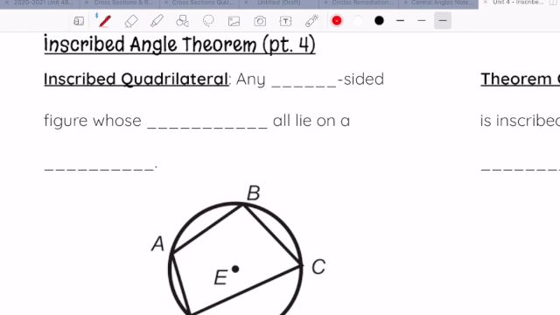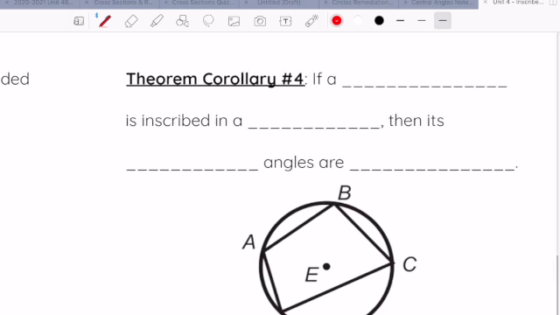All right, here is part 4 to the inscribed angle theorem. It deals with inscribed quadrilaterals. And what is an inscribed quadrilateral? It is any four-sided figure whose vertices all lie on a circle. So again, guys, vertices are just fancy words for points, whose points all lay on a circle. All right, so now that we know what the inscribed quadrilateral is, let's learn about the theorem.